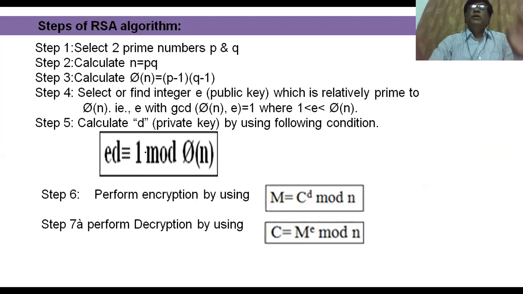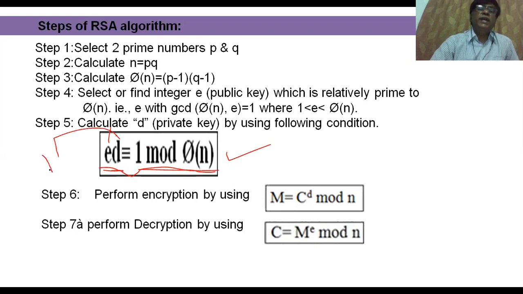Now calculate the D value, the decryption value, using this formula. E into D, we already know the E value, the D value you don't know. E into D should be congruent to 1 mod phi N. That formula should be satisfied. So E times D must be congruent to 1 modulo phi N. By using this formula, you can calculate the D value.